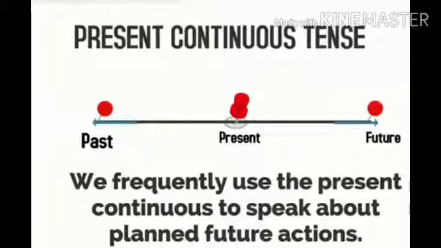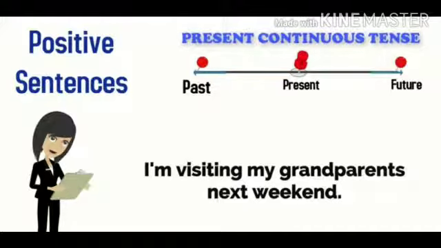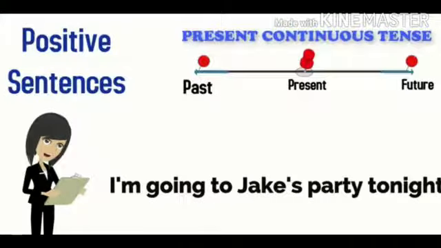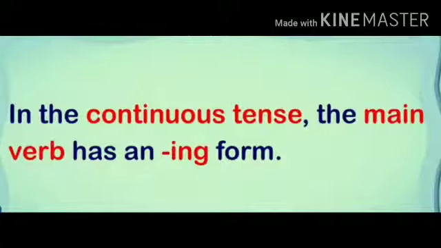We frequently use the present continuous to speak about planned future actions. Example, I am visiting my grandparents next weekend. One more example, I am going to Jake's party tonight. This is my planned future action.